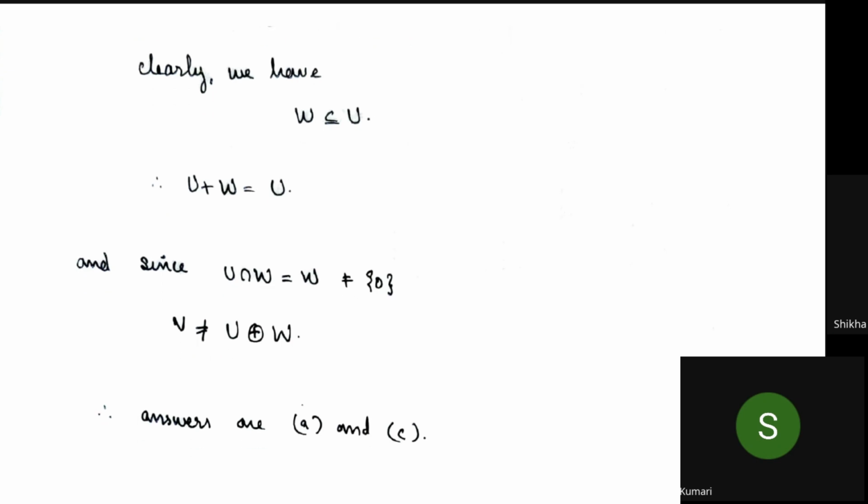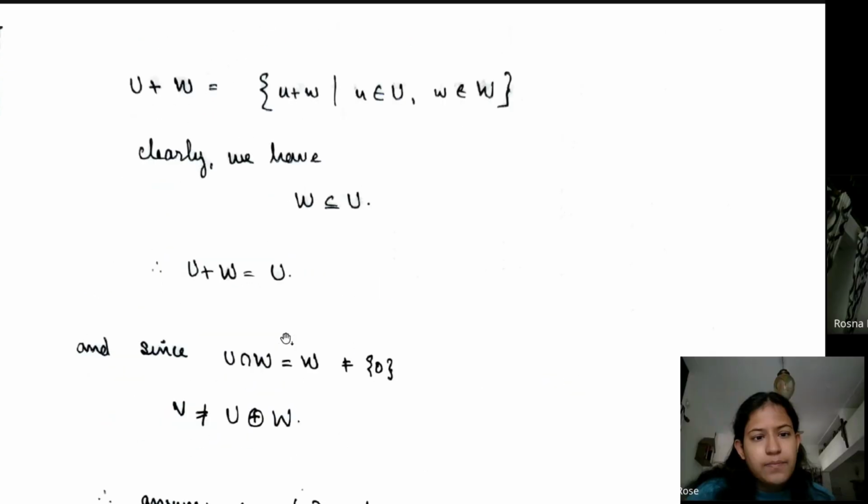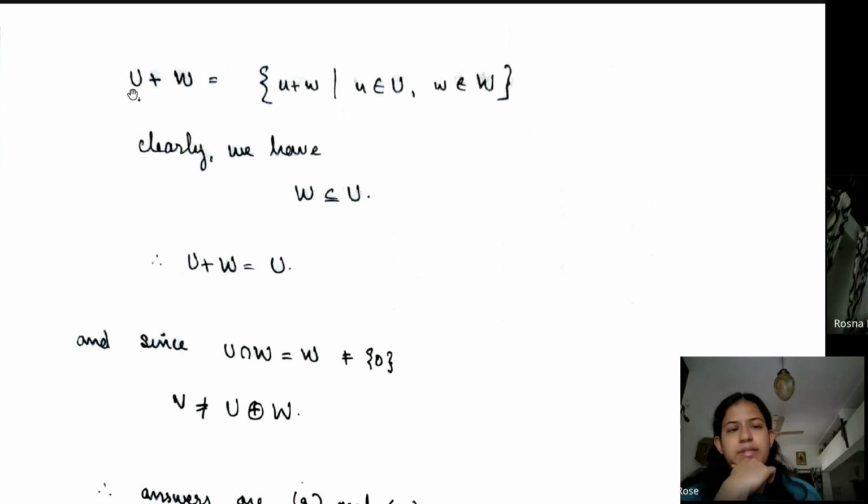Could you repeat this part once again? So here we have to prove that U plus W is the collection of all elements u plus w, where u belongs to U and w belongs to W. So what I have is the sum of elements from U and W. But since W is a subset of U, the w here is actually an element of U itself. So you're just adding the elements of U again and again. That only gives you U. So U plus W equals U.